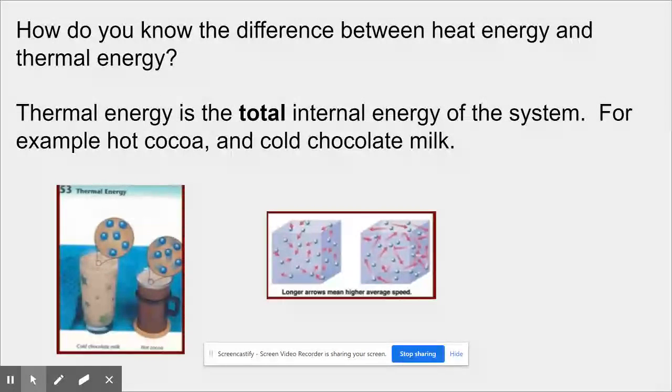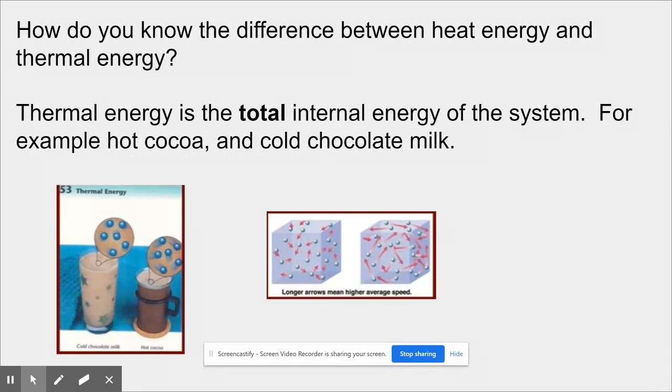How do you know the difference between heat energy and thermal energy? Thermal energy is the total internal energy of the system. For example, hot cocoa and cold chocolate milk. Both of these things have thermal energy. The hot cocoa has particles that are moving faster and a little bit farther apart. The cold chocolate milk has particles that are closer together and they are moving very slowly.